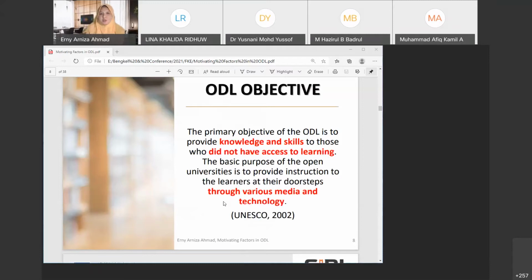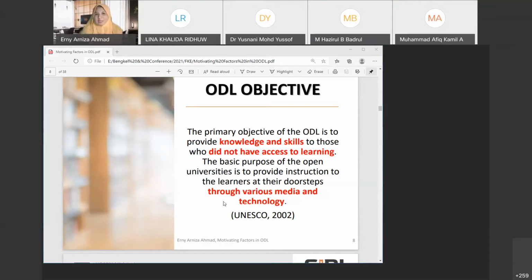So the main objective of ODL, the primary objective, you just highlight. Kalau nak baca ayat yang panjang, saya dah highlightkan warna merah tu. So that will be the gist, the main content. The primary objective of ODL is to provide knowledge and skills to those who did not have access to learning. The basic purpose of the Open Universities is to provide instruction to the learners at their doorsteps, through various media and technology. Kalau you baca yang merah saja, to provide knowledge and skills to who did not have access to learning through various media and technology. Clear?